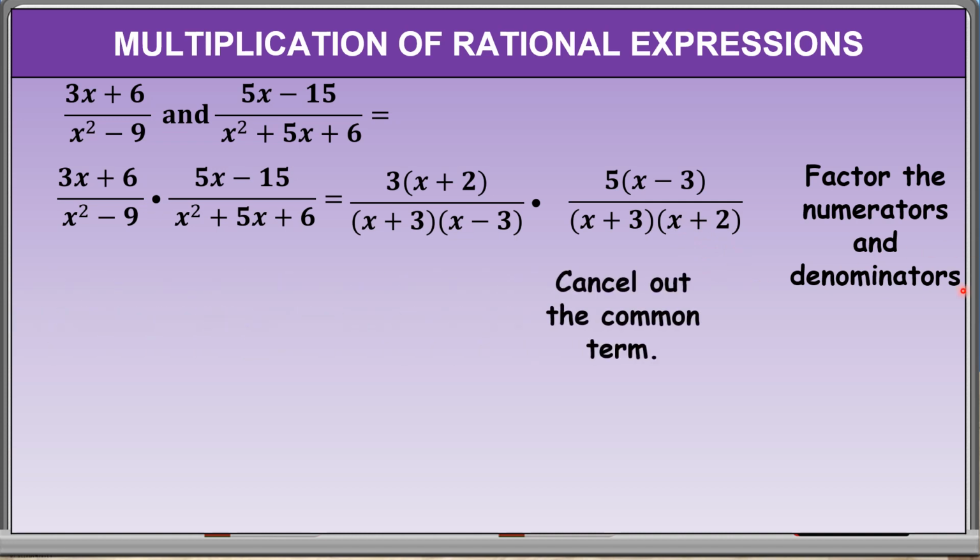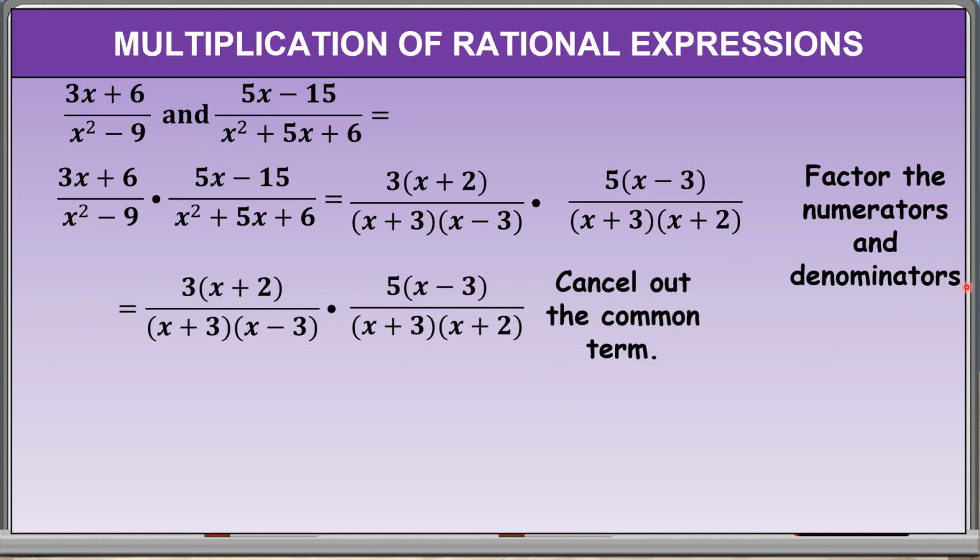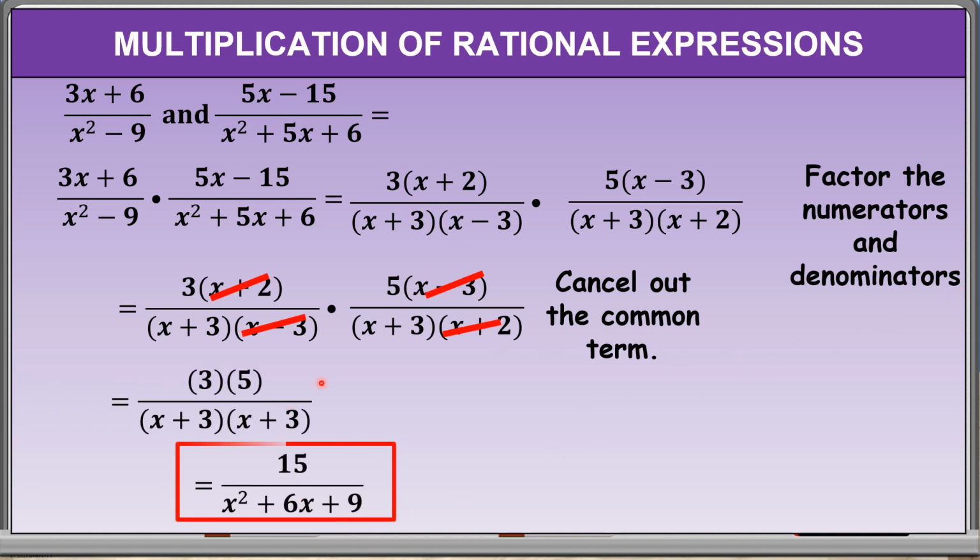Then, ano po yung next step natin? You cancel out the common terms. So, okay. Ano makakancel sa kanila? Of course, yung x minus 3. Ano pa? Meron pa ba? Of course, yung x plus 2, teacher. And of course, yung remaining factors po ay, yun ang magiging sagot natin. Kasi 3 times 5 will give you 15 all over x squared plus 6x plus 9. Kasi pag sinimplify mo tong x plus 3 na to, ang magiging sagot dyan ay x squared plus 6x plus 9. Okay?